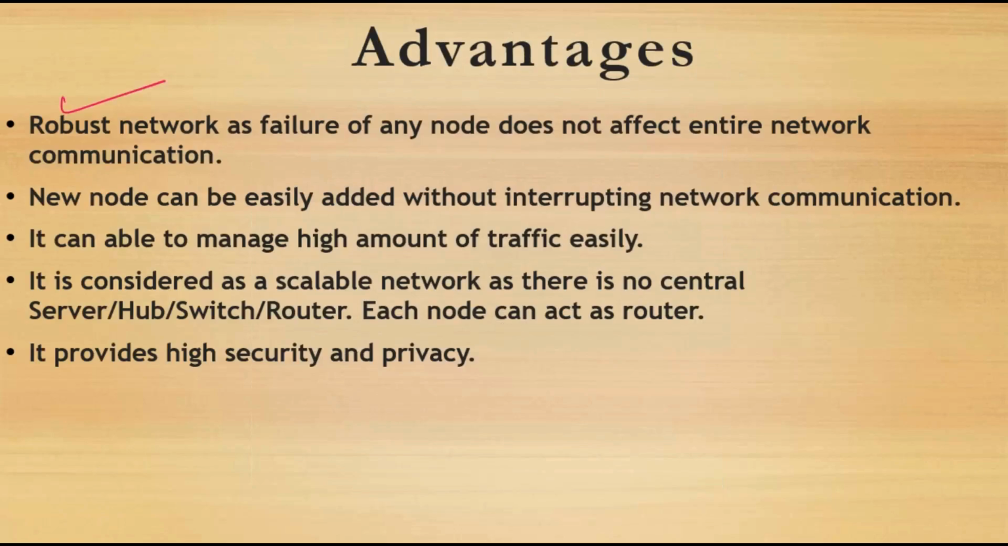So it is considered a robust network, and a new node can be easily added without interrupting the network communication. We can add any new node without interrupting any other network communication. It can manage a high amount of traffic very easily, since all the nodes are connected with each other. It is also considered a scalable network, as there is no central server, hub, switch or router. Each node can act as a router here. Because we do not have any central devices like a hub or a switch, it provides high security and privacy. This is considered an advantage.